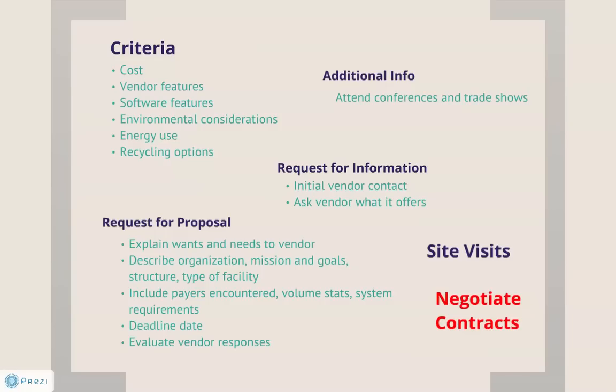Then we submit a request for proposal. We explain our wants and needs to each vendor. We describe our organization, including who and what we usually encounter on a day-to-day basis. We include a deadline date for their responses, and then we evaluate the responses. We might also conduct site visits to evaluate different systems. And then we're ready to negotiate contracts.